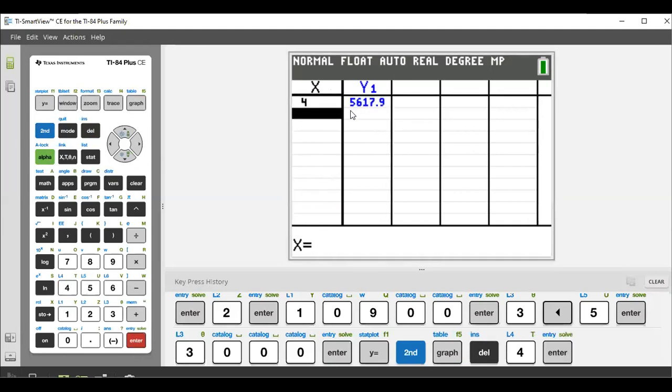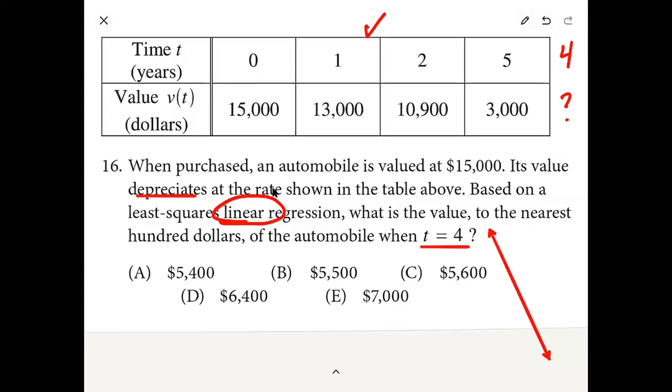And we're rounding it to the nearest hundred. So this says $5,617 and about 90 cents. We're just going to round this to the hundred, so this is going to be $5,600. And then we would go back to the test and circle 5,600. So that's using the linear regression.